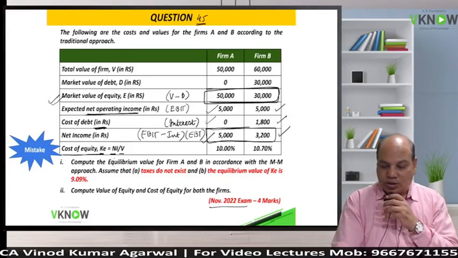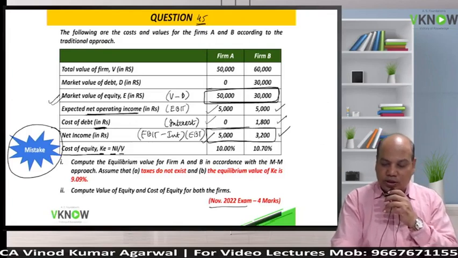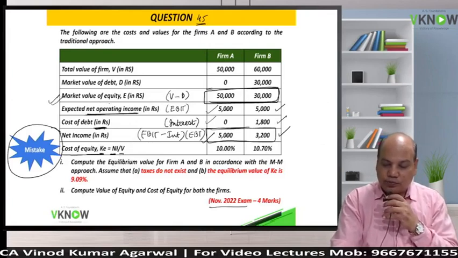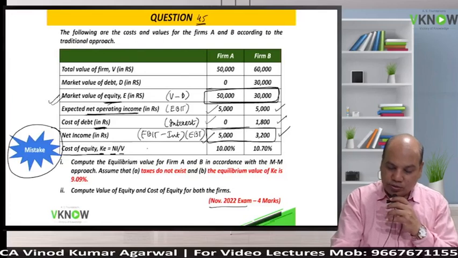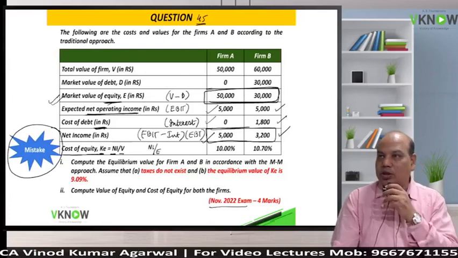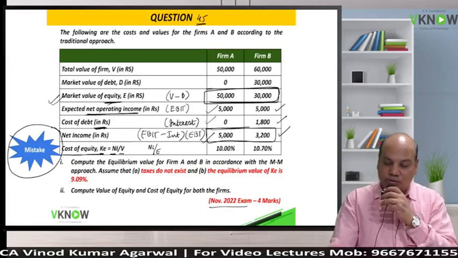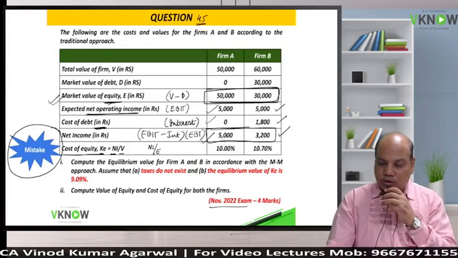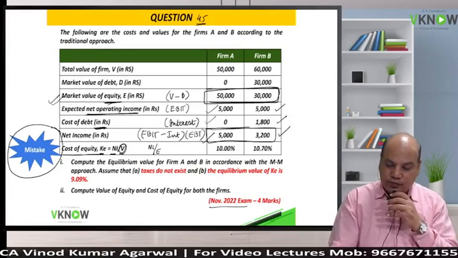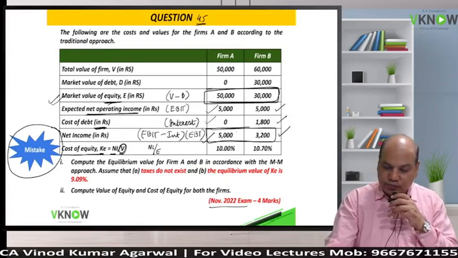What is the mistake here? I have written a mistake here. Cost of equity is net income upon value of equity. So it should be NI upon E. But what they have written? NI upon V. So that's a wrong formula, wrong use of letter here. Anyway, you can just try, is it matching or not? 5,000, no, it is matching. Calculation is matching, formula is wrong.